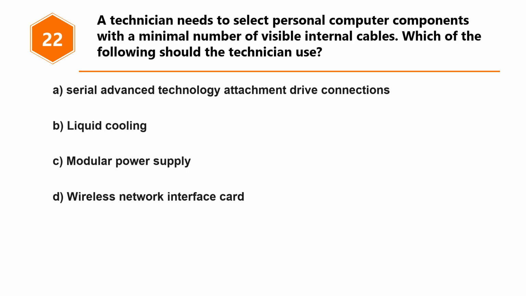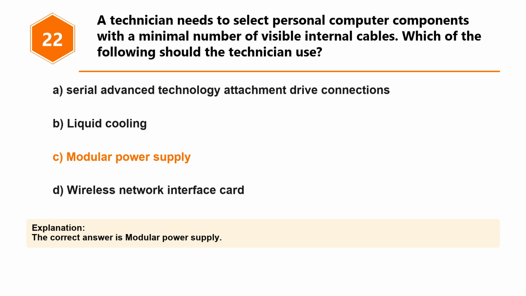Question 22. A technician needs to select personal computer components with a minimal number of visible internal cables. Which of the following should the technician use? Option A, serial advanced technology attachment drive connections. Option B, liquid cooling. Option C, modular power supply. Option D, wireless network interface card. The correct answer is option C, modular power supply.